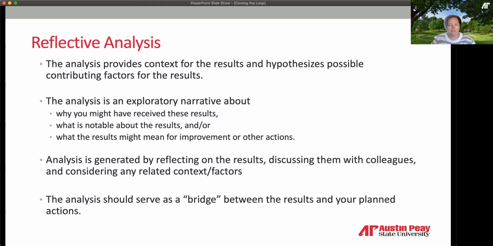So whether you met, partially met, or did not meet, this is a place where you can say, this is why we think that happened, or here's what happened this semester that helped us meet it, or why we partially met it.